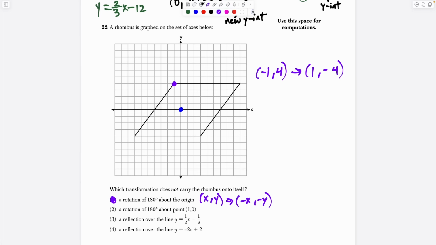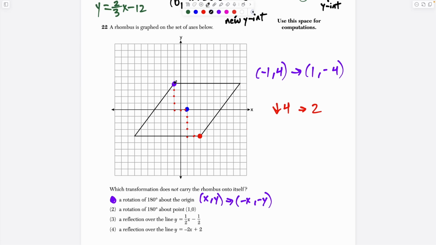For choice 2, we are going to rotate 180 degrees about the point (1, 0). For something like this, if I move our center over and rotate 180 about this point, I could count the rise over the run. To go from the purple point to the blue one, I'm going down 4 and over 2. If I repeat this, down 4 and over 2, notice this puts me in the opposite corner, just like we needed to.